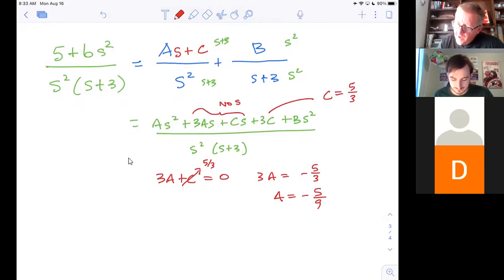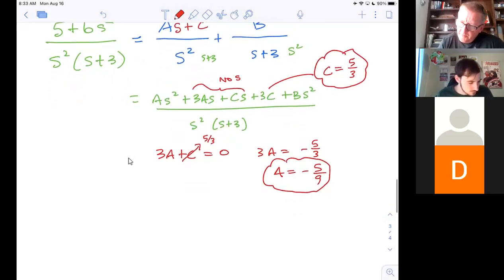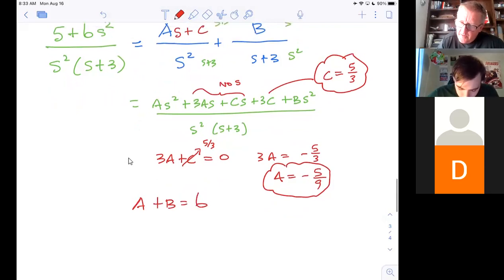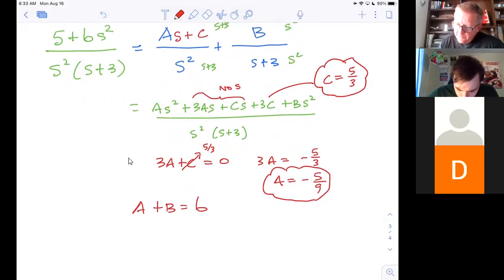And now that I know A, my domino effect is taking full effect, then I can say that A S squared plus B S squared has to be equal to 6S squared. And now that I know A is negative 5/9, then I know B is 6 5/9. That also sounds really familiar. 59.